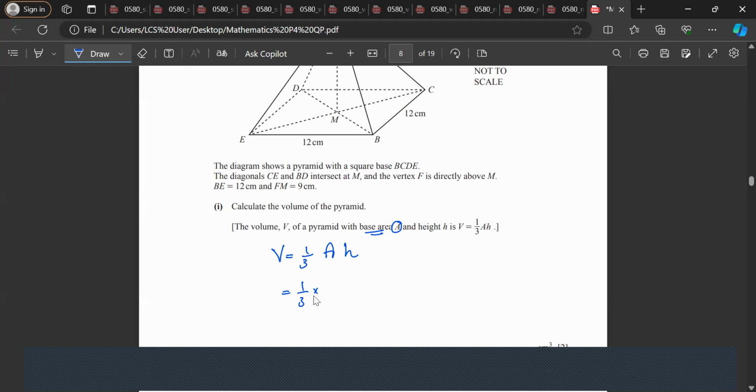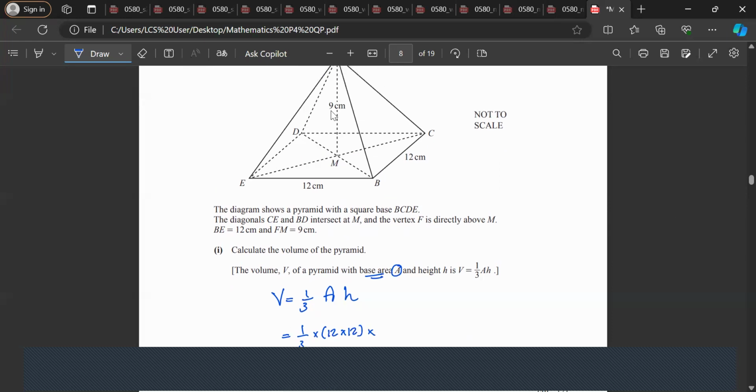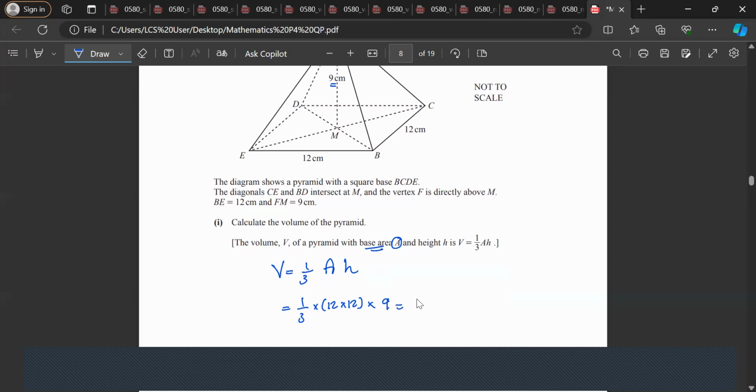The base equals a square, so the area of the square is 12 multiplied by 12. Then multiply by h, which is the height. What is the height of the pyramid? 9. So multiply by 9. So it is 432. Any problem for that?